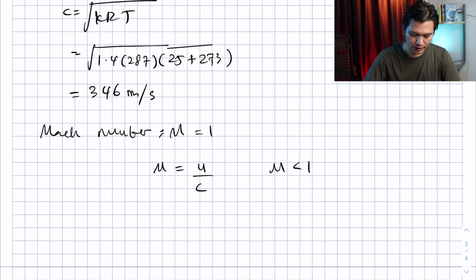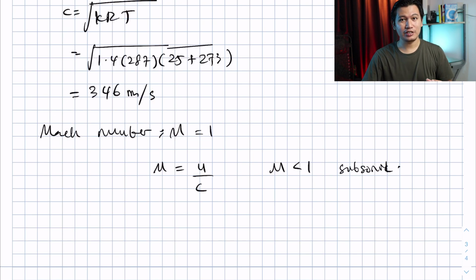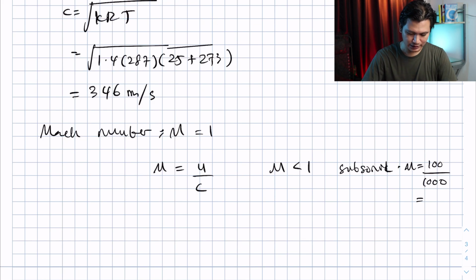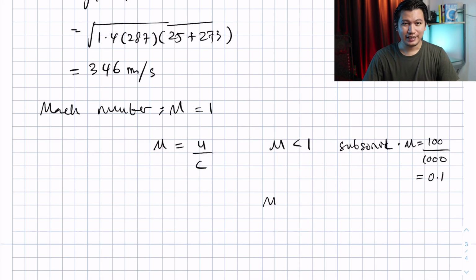If the Mach number is less than 1, then the flow is called subsonic. Let's say you are moving along the highway at 100 km an hour, and the speed of sound is 1,000 km an hour. So your car is moving at 0.1 Mach number. And if the Mach number is greater than 1, this is called supersonic flow.